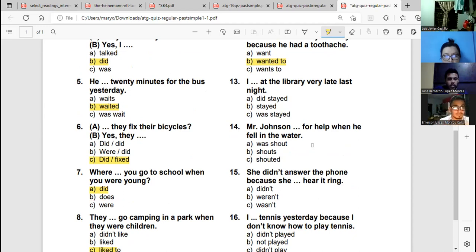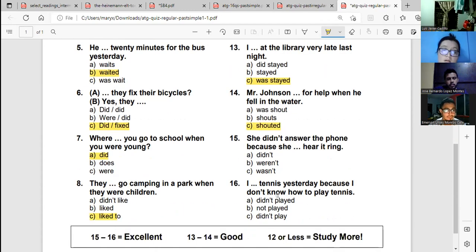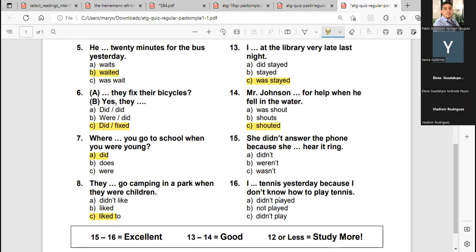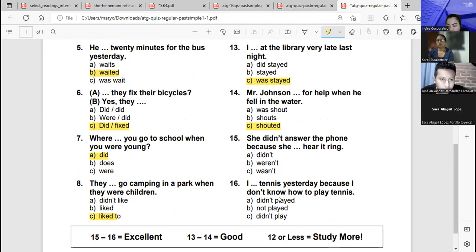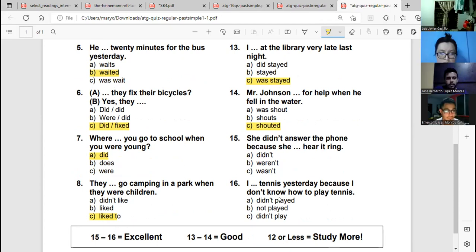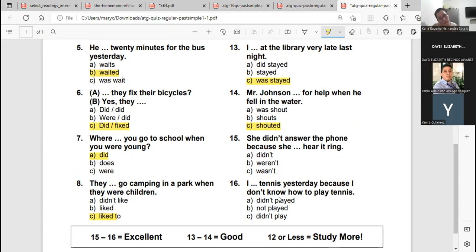Now let's go with 13 and 14, Carol. I was stayed at the library very late last night. Mr. Johnson chose help when he fell in the water. Okay. Number 15, please. Who else is missing? Let's repeat. One for Joanna, number 15, and another one for Alexander, number 16.